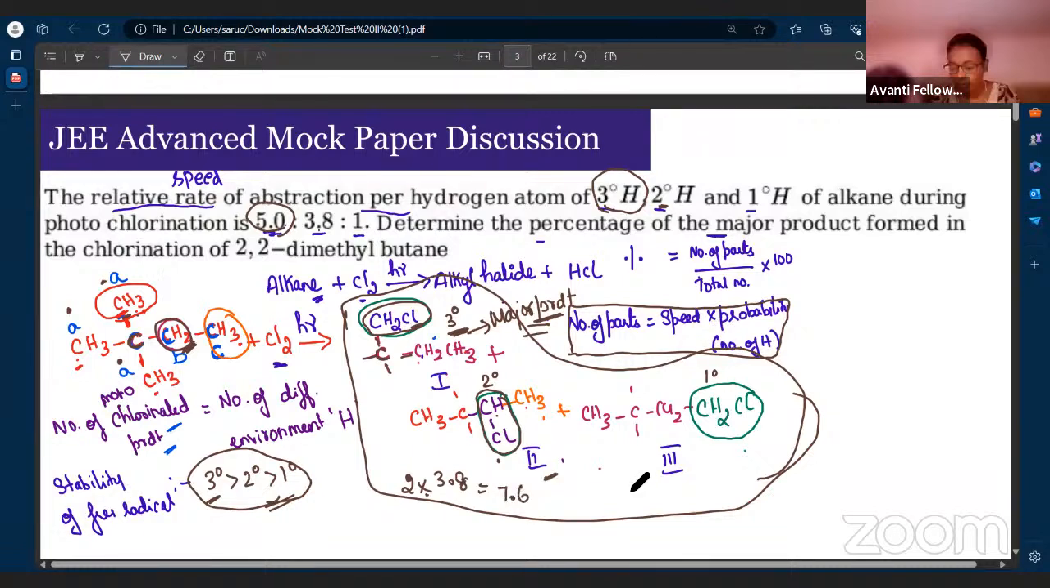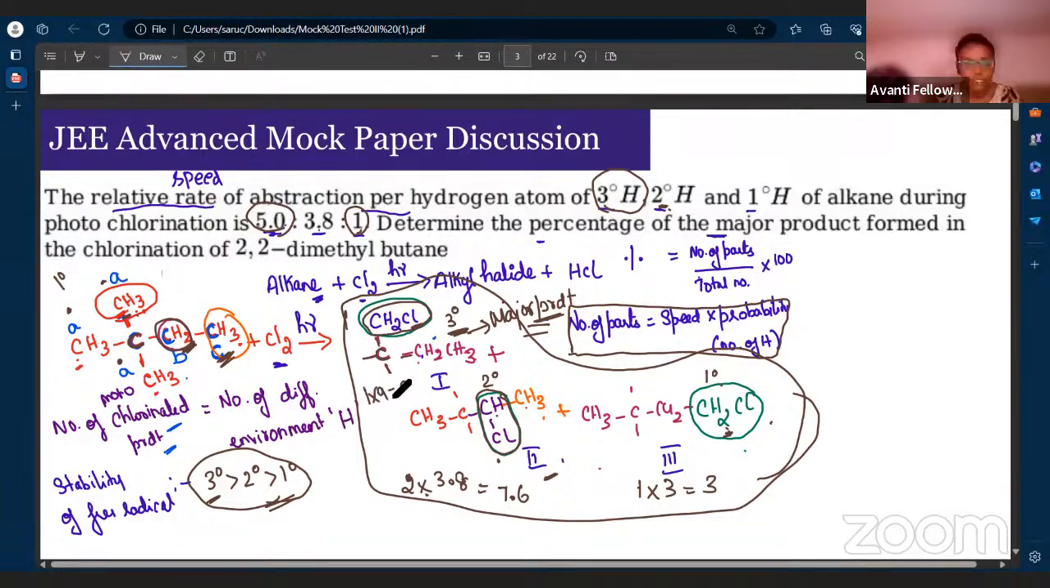Now moving to this part. Here you have CH2Cl, and what is the degree over here? It's attached to 1 degree. So 1 into how many hydrogens you have, like CH3, you have 3. 1 into 3 is going to be 3. And this is also CH3, CH3, CH3, which is also 1 degree, and it is 9. So 1 into 9 is equal to 9.